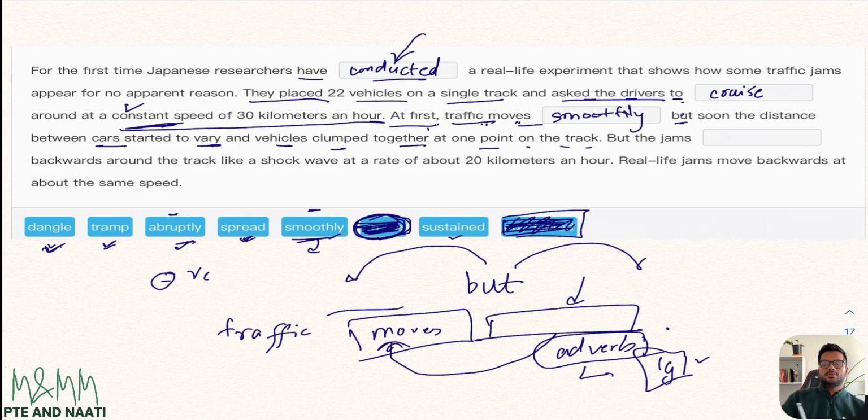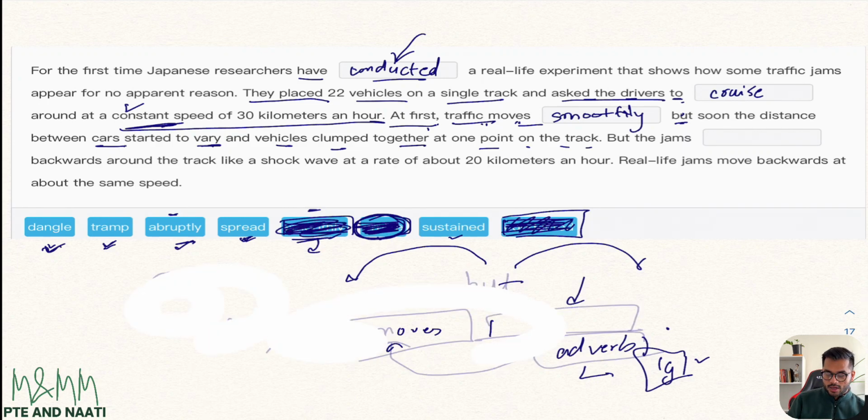but soon the distance between cars started to vary. So first the traffic was going in a flow smoothly, but afterwards the traffic was not going as smooth. So that would be my correct answer. So I again will cross this one off because this one has already been used. Now we're on to our last blank.